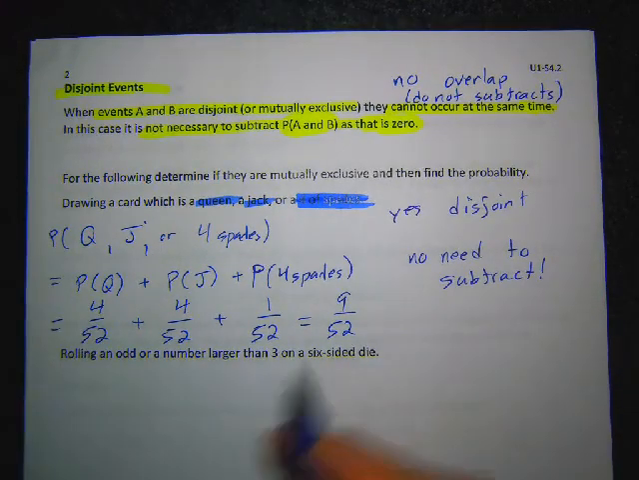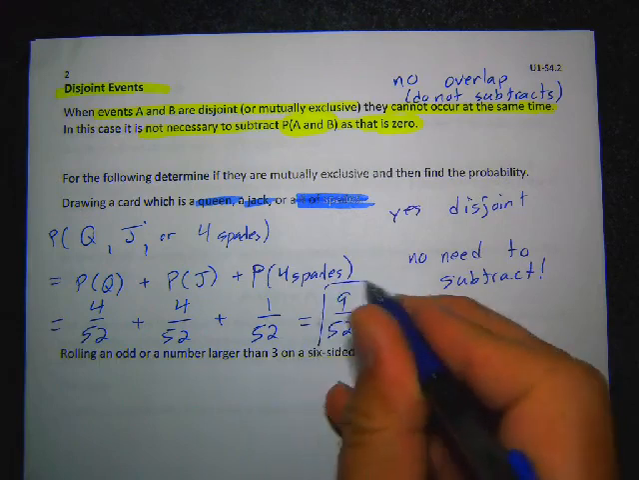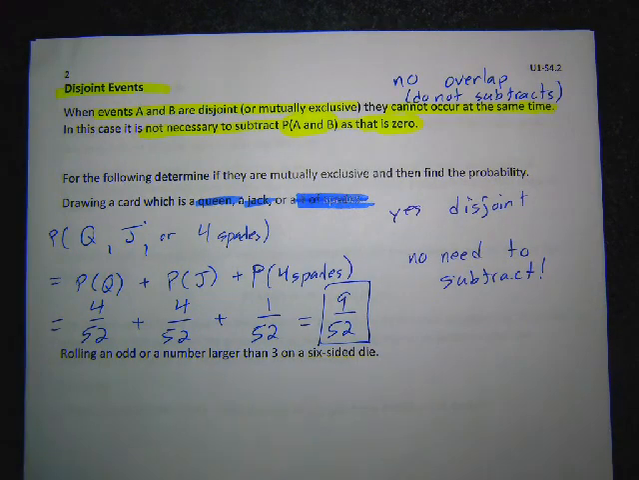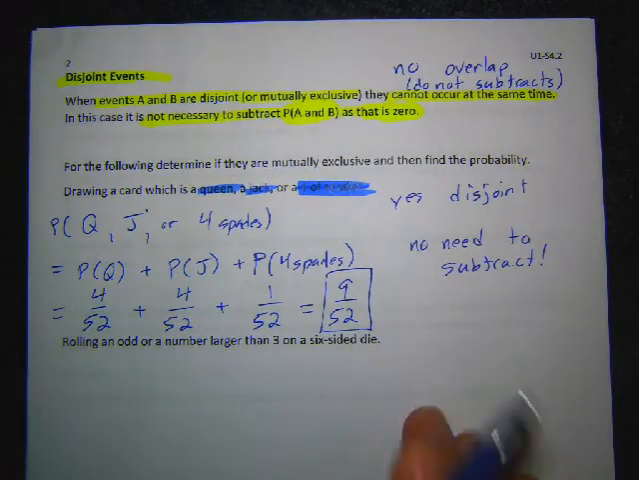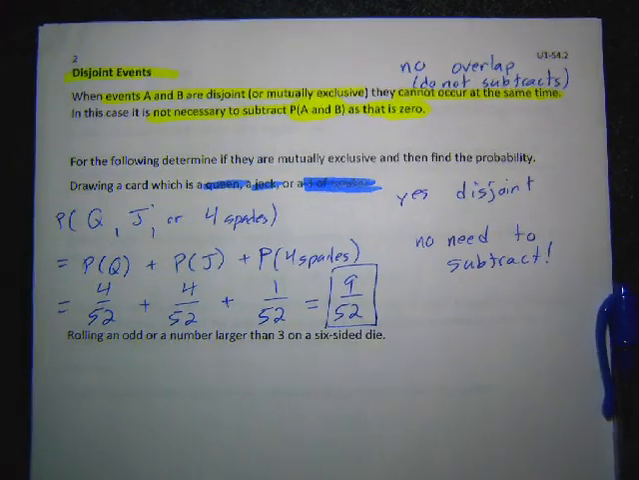I don't believe that simplifies. Nothing goes into 9 and 52, so we would just leave it like that. I'm not sure, you can always check it with a calculator, throw it in there and see if it simplifies. But no, 9 over 52 should not. Let's try the next one.